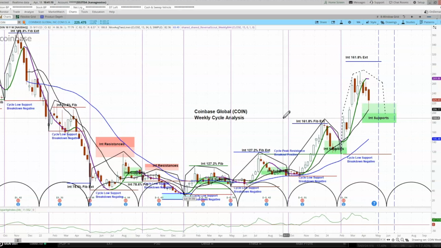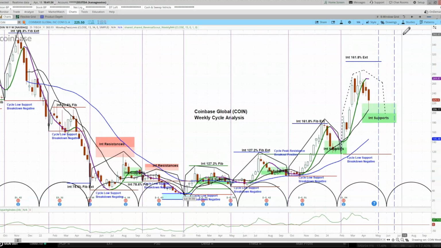The trade idea I'm going to set up today is short term, but just for a quick overview, let's start by taking a look at the weekly chart of Coinbase Global. We are currently late in the peaking phase of the weekly cycle. The reversal scout has just turned negative, and we have a weekly cycle timing window that begins next month. It runs from May 13th to June 21st.